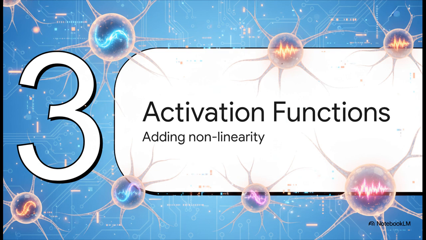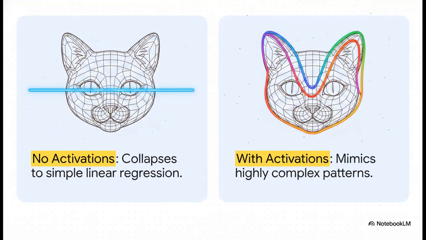Moving right along to Section 3, Activation Functions, adding nonlinearity. To see how this builds into a real-world architecture, we gotta look at the functions sitting inside our neurons. If you build a deep network without activation functions, meaning you just use identity functions where the output equals the input, it literally doesn't matter if your network is 10 layers deep. It algebraically collapses into nothing more than simple linear regression. It could never ever detect something as nuanced as the curve of a cat's ear.